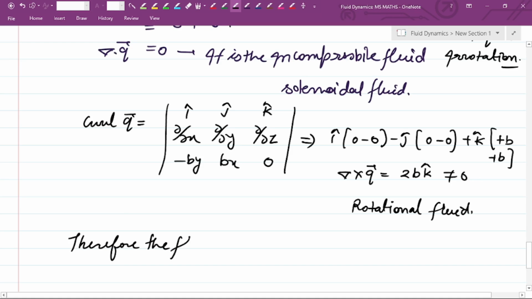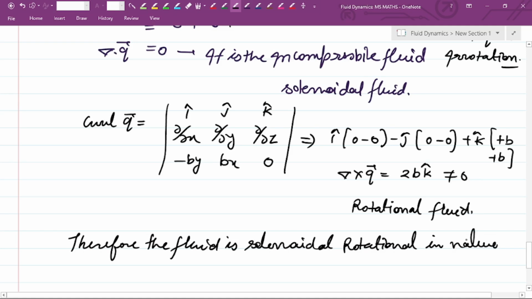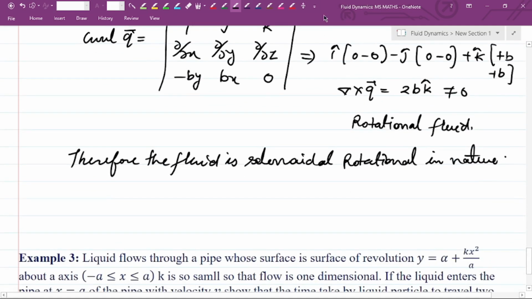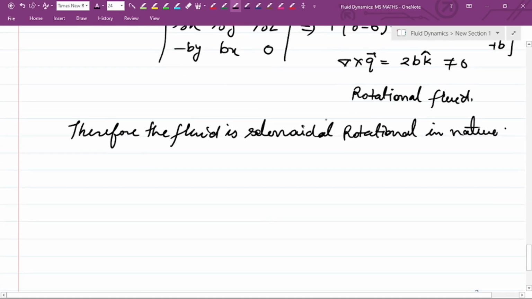Therefore, the fluid is solenoidal, rotational in nature. Now, we can find the angular velocity because it is rotational. Then what is the angular velocity?